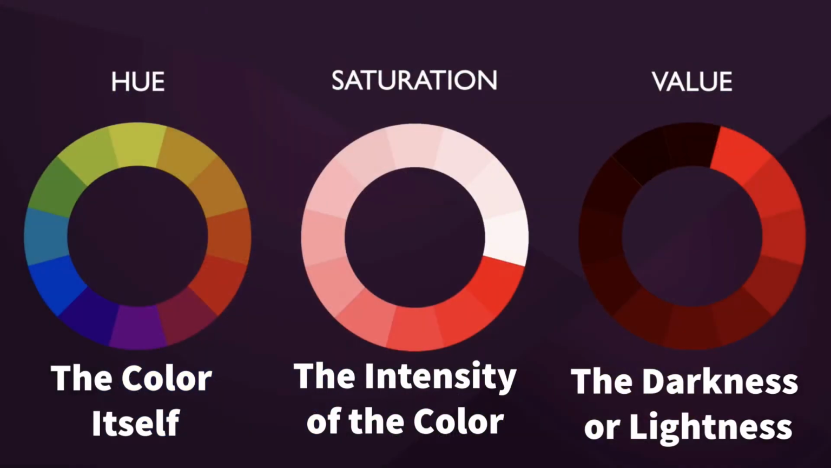So there is the hue, saturation, and value. The hue is the color itself, saturation is the intensity, and the value is the lightness or the darkness. Each of these plays an important role on the end result of the color that you will use to create the specific emotional effect.